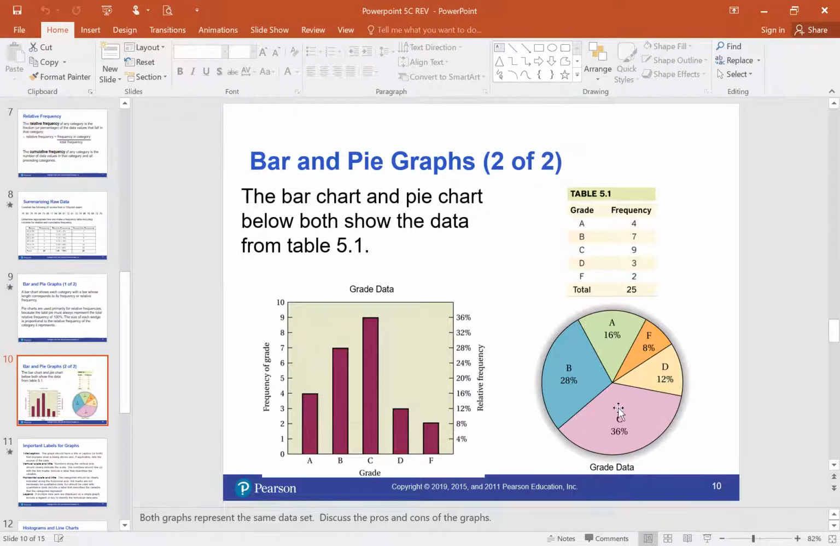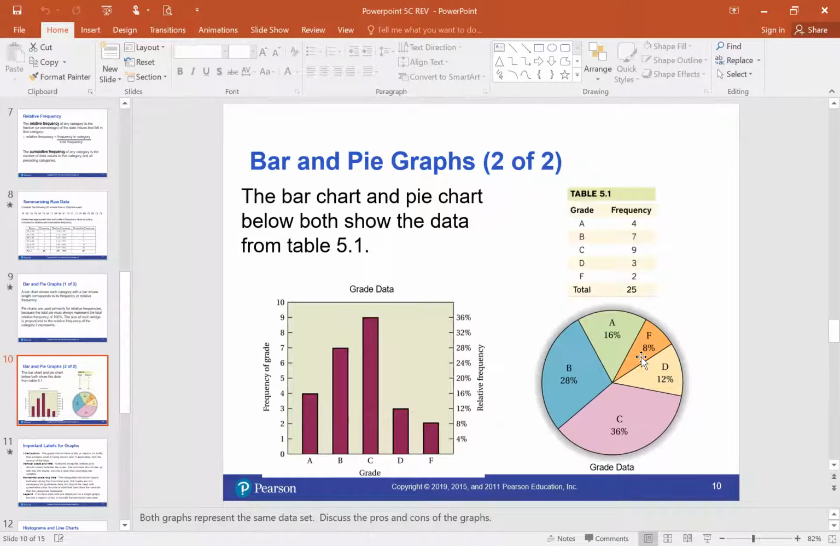We had 9, which was 36%. So if you go over here on the pie, the pink shaded part is the biggest piece, which represents those C's, and they're showing you that that is 36%. My next biggest piece was the B's, which is the sort of bluish looking, and they're writing it's 28%. Let's see, next biggest category is my A's at 16%, the green. I had D was next at 12%. And then finally my F's at 8%. So those pie pieces are proportional to how many times they occurred.